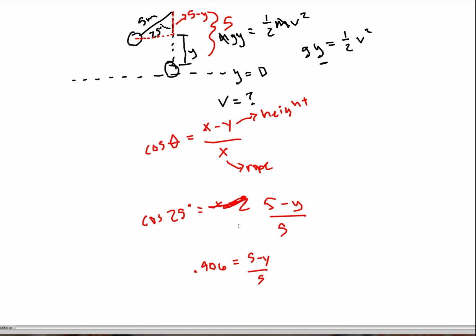So what I can do, multiply both sides by 5. So this is going to be 4.53. I'm going to come over here. 4.53 equal to 5 minus y. Subtract 5 from both sides. And I'm left with negative 0.46 equal to negative y. So cancel those negatives. So my y is 0.46 meters.